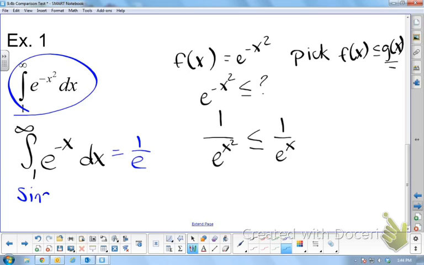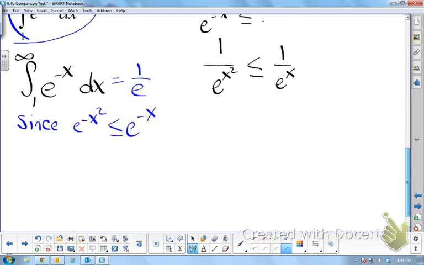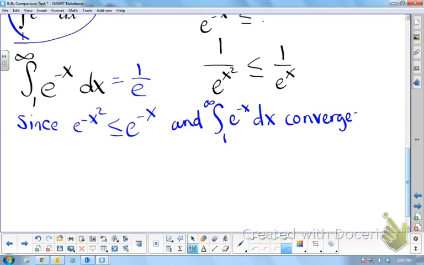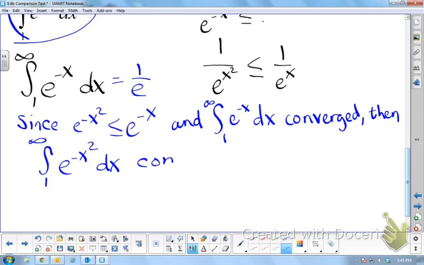Since e to the negative x squared is less than or equal to e to the negative x, and the integral from 1 to infinity of e to the negative x dx converged, then the integral from 1 to infinity of e to the negative x squared dx converges. I know it's a pain, but you do need to be that specific.